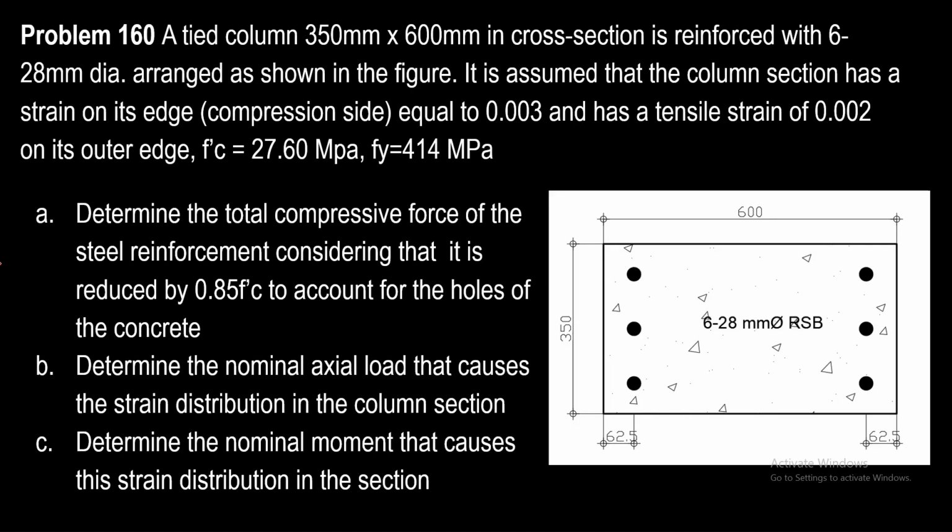Next problem, we have problem 160. A tied column 350 millimeters by 600 millimeters in cross-section is reinforced with 6 pieces of 28 millimeter diameter bars, arranged as shown in the figure. So this is the arrangement of the section as well as their reinforcement. Let us assume that the column section has a strain on the compression side, assuming this is the compression side, equal to 0.003, and has a tensile strain of 0.002 on its outer side.